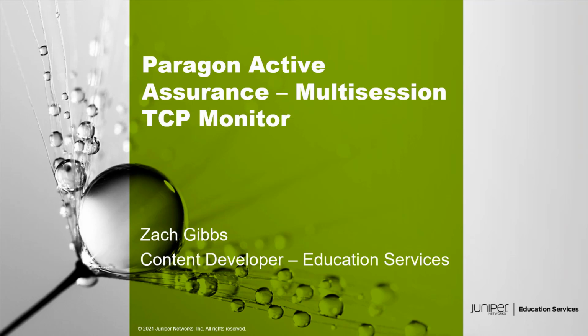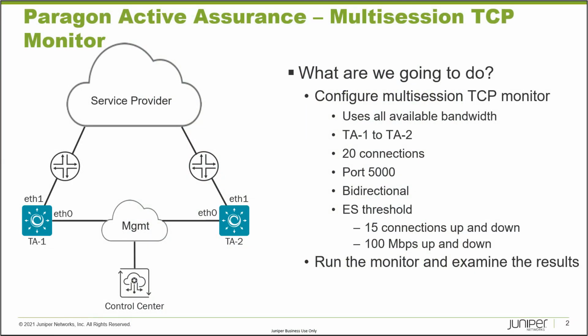And today we will be going through the Paragon Active Assurance Multisession TCP Monitor Learning Byte. All right, so let's first look at the topology. In this topology, we have TA1 and TA2, which are both test agents. They connect into the control center using ETH0 through the management network. And then they connect into the service provider network using ETH1.